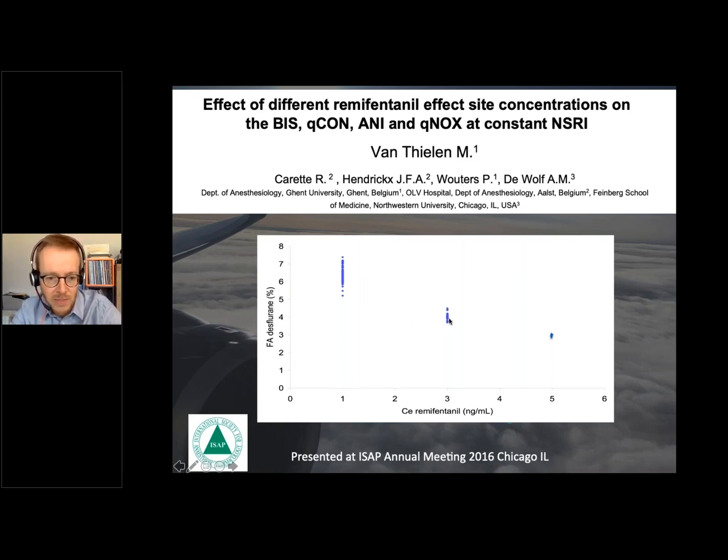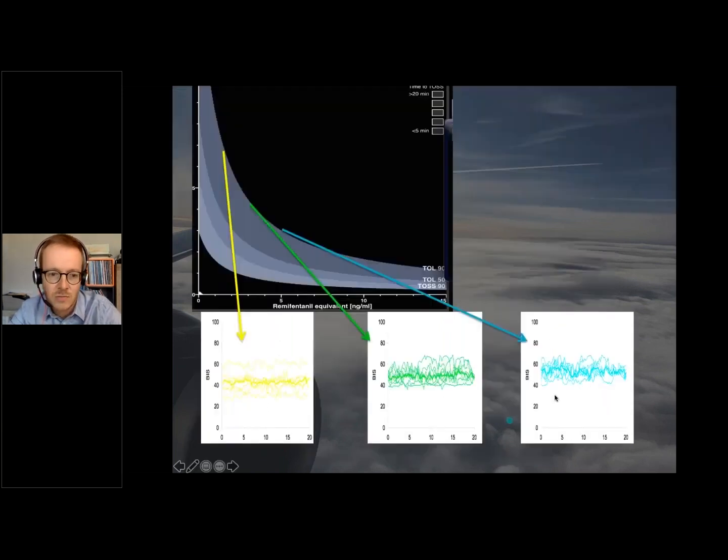Then we gave them an intermediate end-tidal concentration or effect site concentration of desflurane combined with an intermediate effect site concentration of remifentanil. And then we gave them a lower end-tidal or effect site concentration of desflurane combined with a high concentration of remifentanil. And this is what happens. All three groups had a BIS value that was between 40 and 60. So in all three groups, we gave a safe anesthesia in order to avoid awareness. So there's a lot to gain if you're working with synergy.